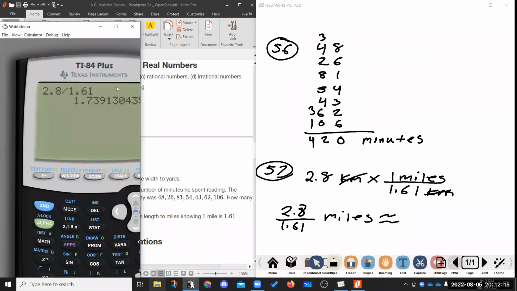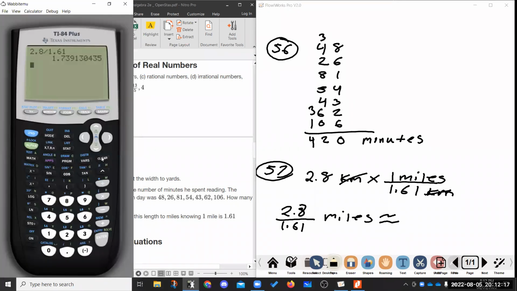I'm going to pull up my calculator on screen. I already did this problem earlier. You can see that the answer is about 1.74 miles. Again, this is division because 2.8 was in the numerator, 1.61 is in the denominator. You have to line up the kilometers across from the kilometers. That's why we're dividing. And because this did not come out evenly, we're just going to round it to the nearest hundredth unless the problem tells us differently.